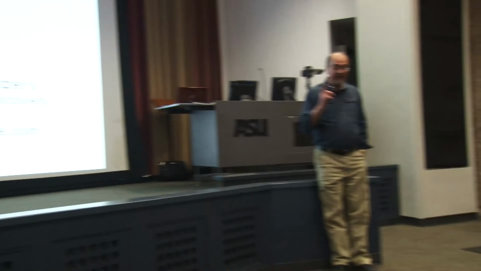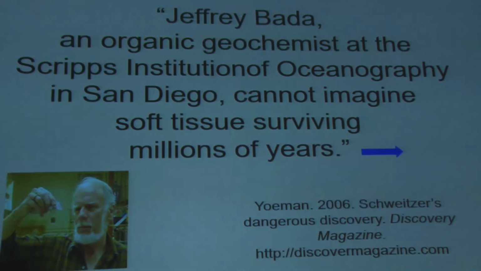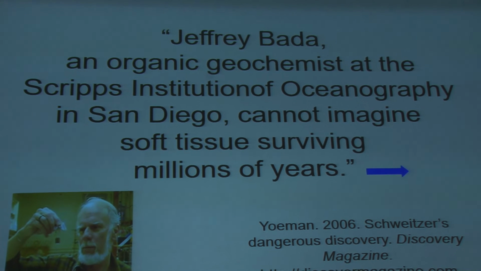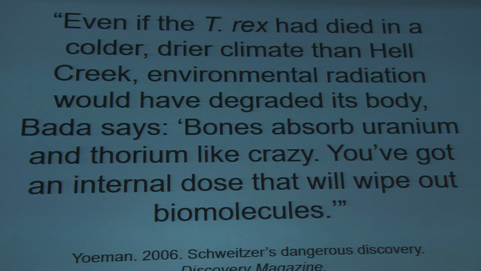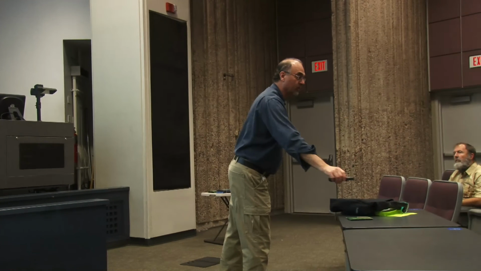Jeffrey Botta, who is a geochemist, he rejects the soft tissue for a very good reason. He's an evolutionist. He's committed to the evolutionary time scale. The dinosaur fossils have to be 70, 80, 90 million years. They can't have tissue because bones absorb uranium and thorium like crazy. In fact, if you take a Geiger counter and go up to the dinosaur fossils, and I've done it, you go up to the dinosaur fossils in Colorado and pass that Geiger counter over them, they'll light it up. They are radioactive because they'll absorb it like crazy.